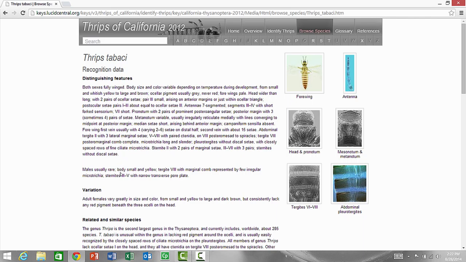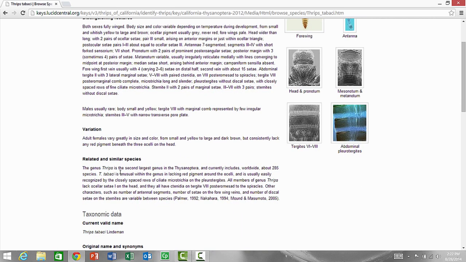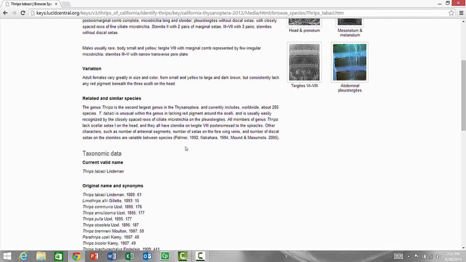Let's say that you were unsure of your identification, for one thing, and you want to verify. There will be more information. It'll have additional comments about distinguishing features. It'll have comments about ways to identify the male, what the males look like, about variation. And for example, if we look at variation, it says adult females vary greatly in size and color, from small and yellow to large and dark brown. It also will give you information about related and similar species.